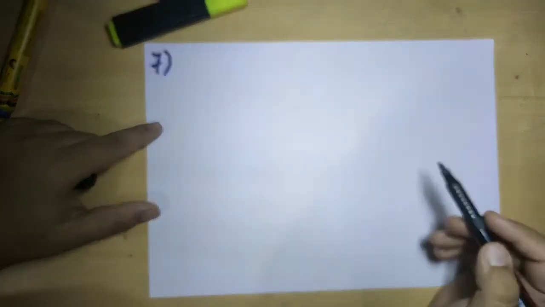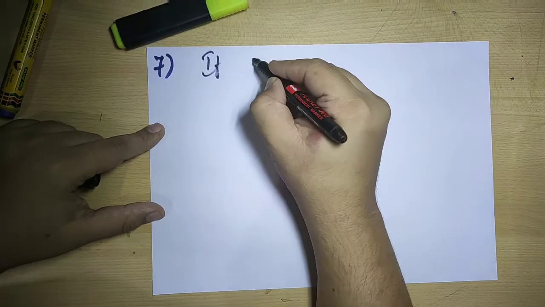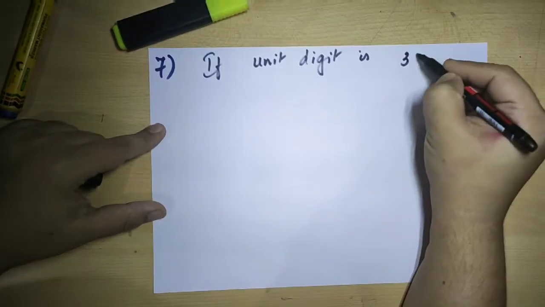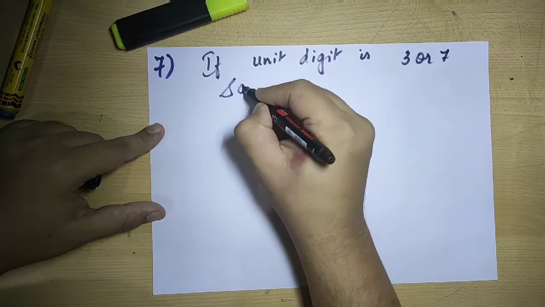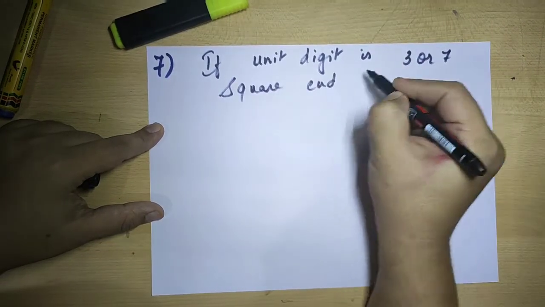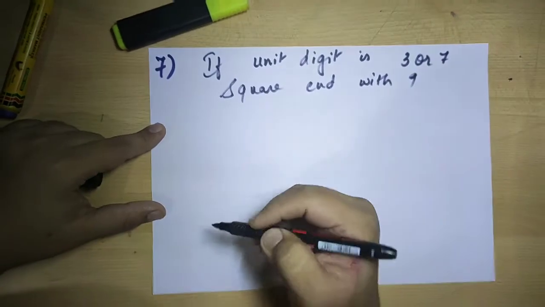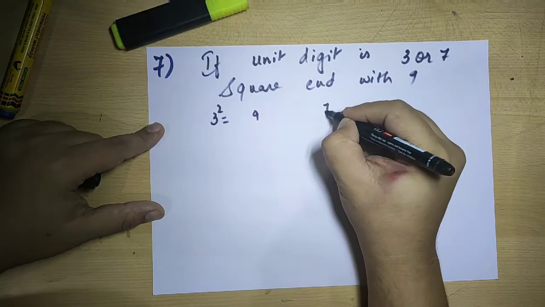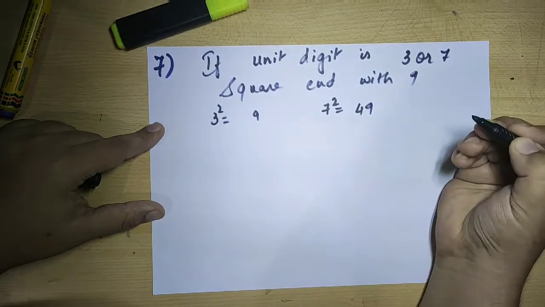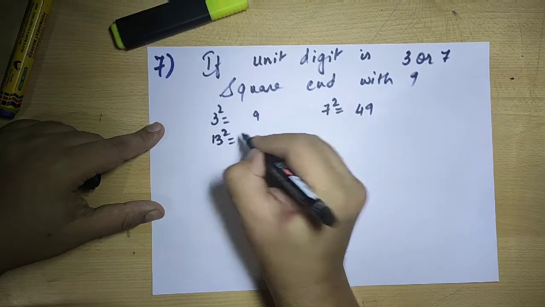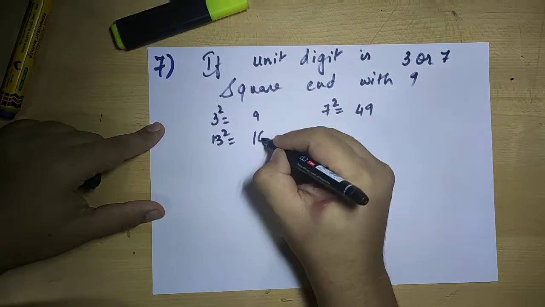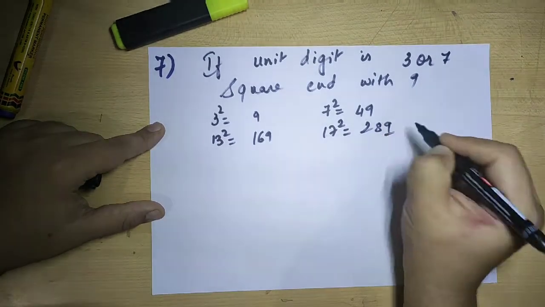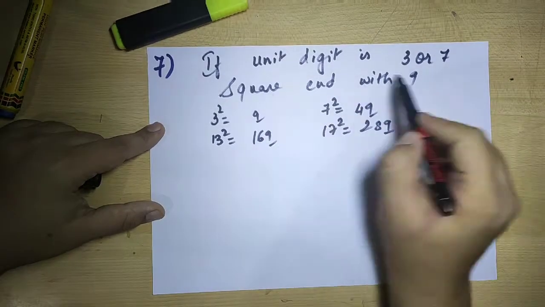Let us come down to the seventh property. If the unit digit is 3 or 7, the square will end with 9. Let us see. 3 square 9, 7 square 49, 13 square 169, 17 square 289. You can see that the square ends with 9.